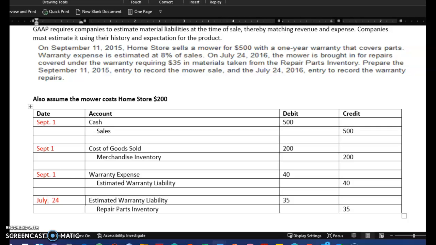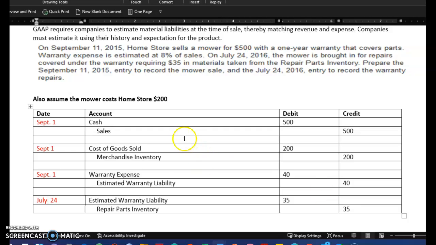On July 24th, they bring the lawnmower in, and they were able to fix it using a part they had in their repair parts inventory. So you want to debit estimated warranty liability for $35 and credit repair parts inventory. Because that part's no longer there, it's got to be a credit to that asset to reduce the inventory balance, and it is credited to that inventory account, and it's for $35.